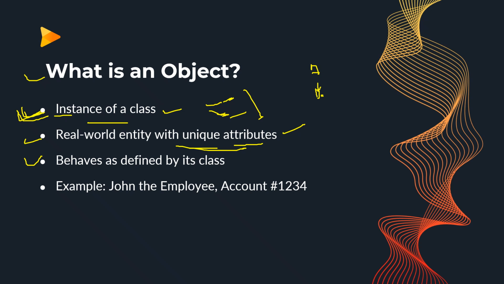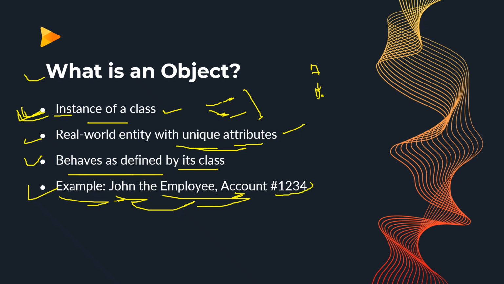So now it behaves as defined by its class. So we can create objects by using classes. So we have seen that. So now examples of objects. So John is the employee. So employee is the class and John is the object of the employee class. So now this is the account. Account is known as class, and this is the account number. So account number is the object of account class. Okay.